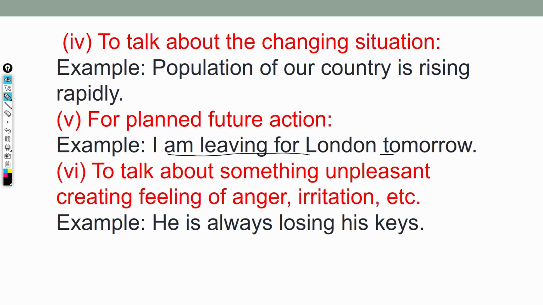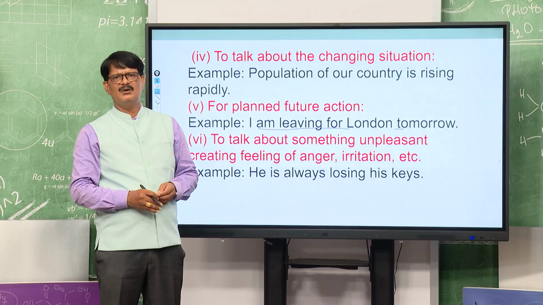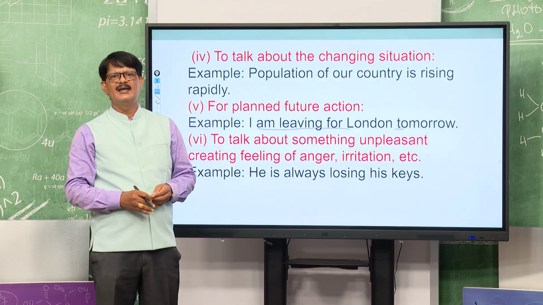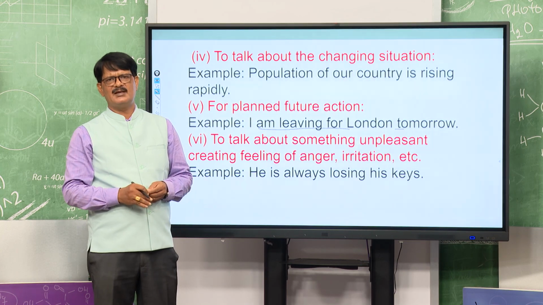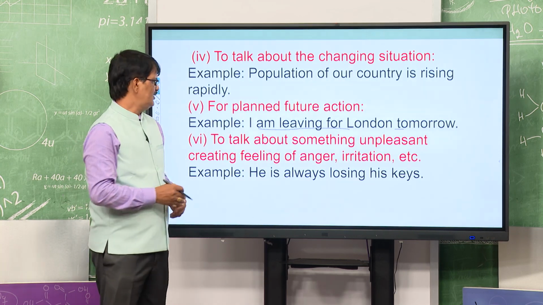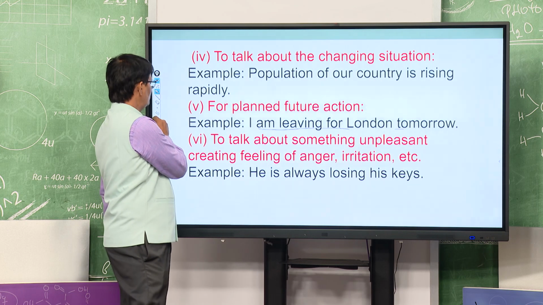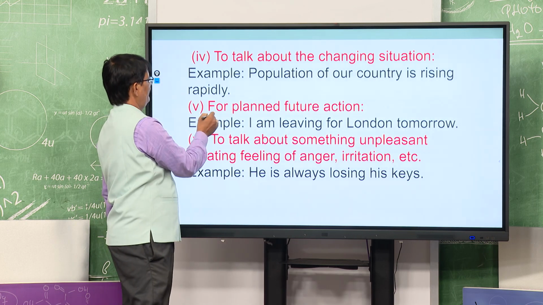Next one is where we will use it to talk about something unpleasant, creating a feeling of anger, irritation, etc. Sometimes the dog is always barking, he is biting his nails, and he is losing his keys, but he is always losing his keys. In such situations, we will use the present progressive or the present continuous. We will go to the next slide, we will see.